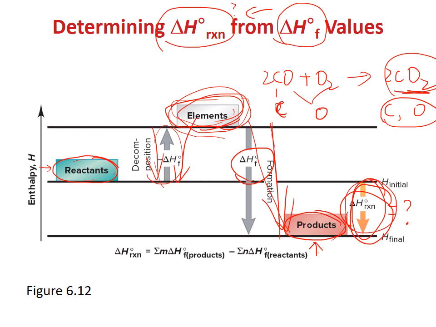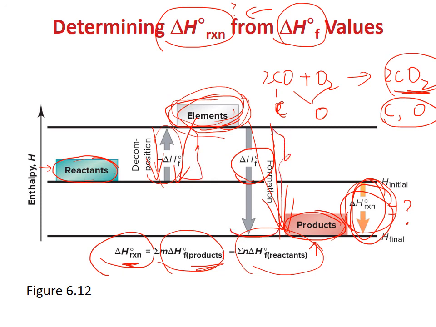So we have the equation here. The standard reaction enthalpy is the difference between the standard formation enthalpy of the product and the standard formation enthalpy of the reactants. So it's the standard formation enthalpy of the product minus the standard formation enthalpy of the reactants, and that gives you the standard reaction enthalpy.